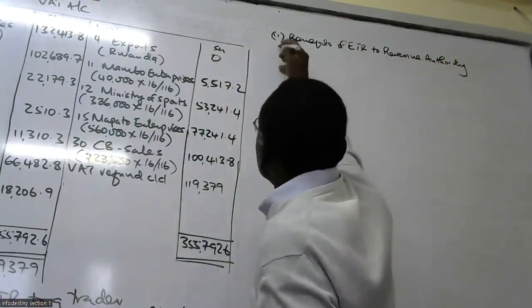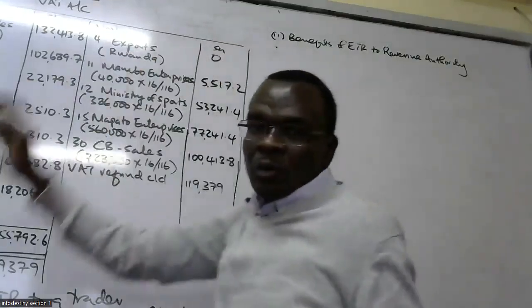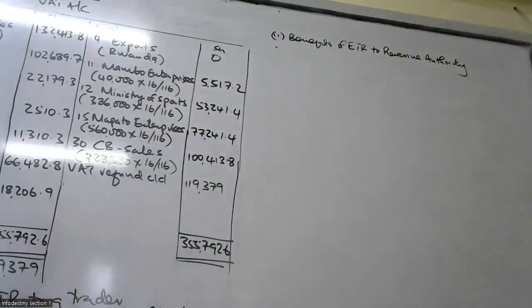Benefits to the revenue authority of ETR. To the revenue authority, you cannot erase. There are permanent records kept within the machine. So the revenue authority is able to get the exact value of stocks of goods that were sold. Without the ETR, if it's manual records, you can change. With ETR, you cannot change the records.